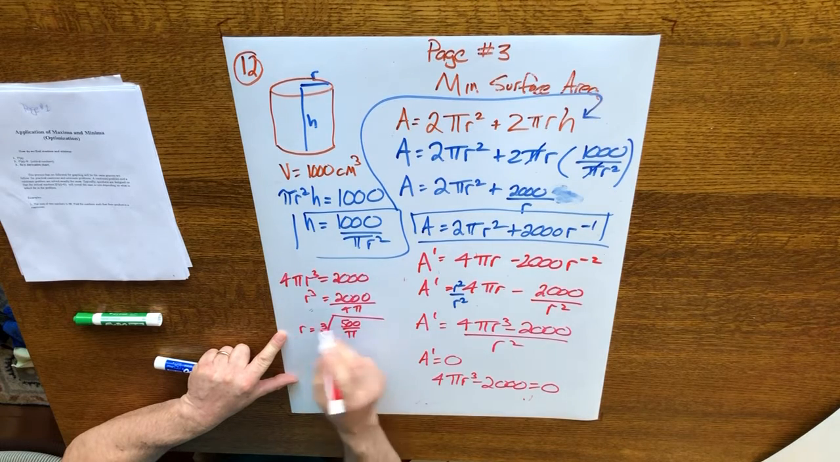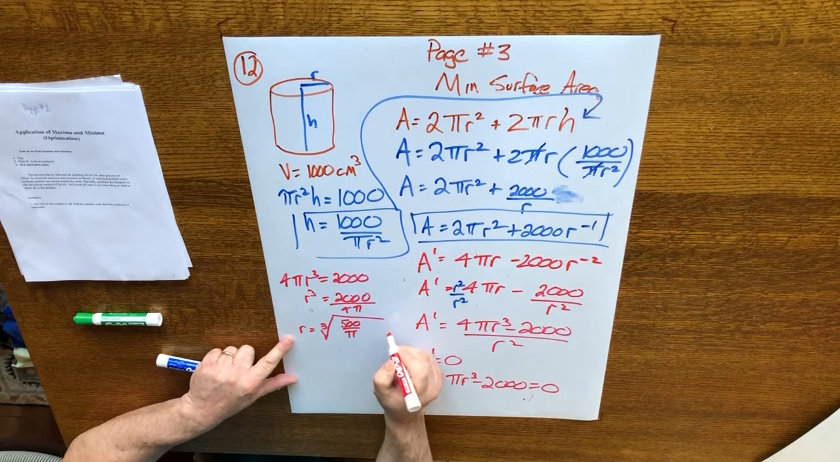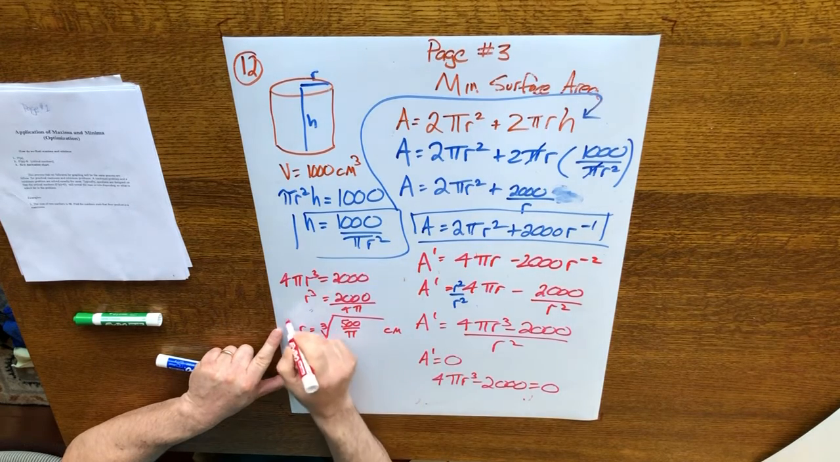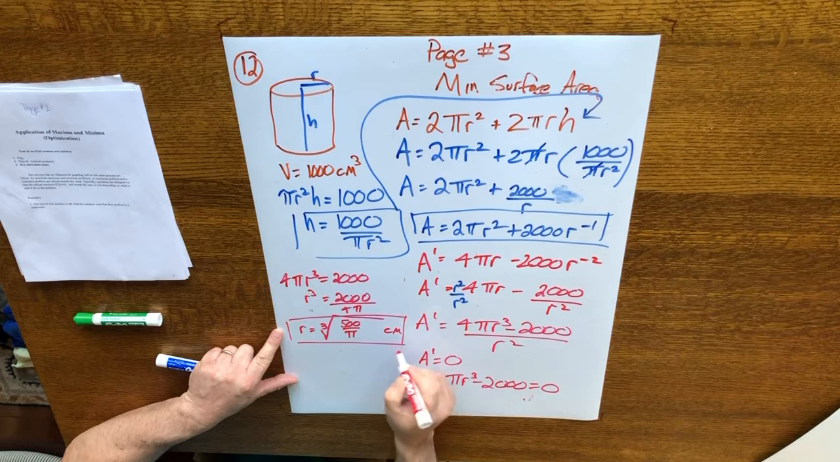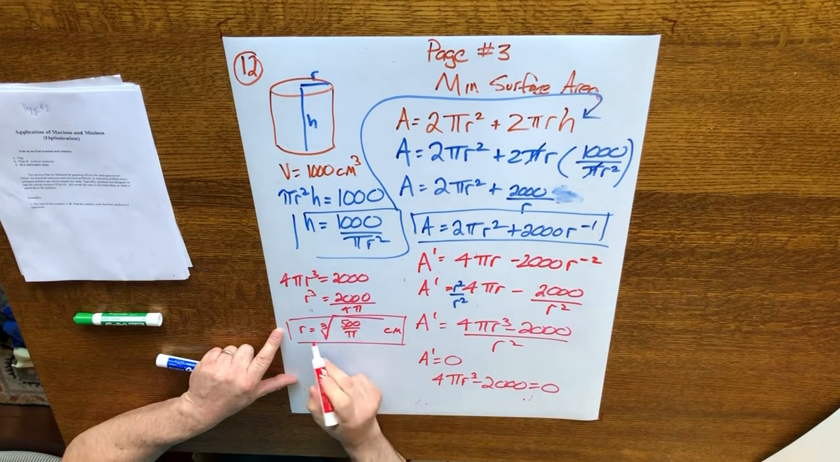I think this question only asks you for the radius. I'm not 100% sure, but I would say the radius is going to be that. That's the exact answer. And if you were forced to, you could find the height by plugging this into that expression, but it's messy. The last one I'm going to do for you is from page 3.